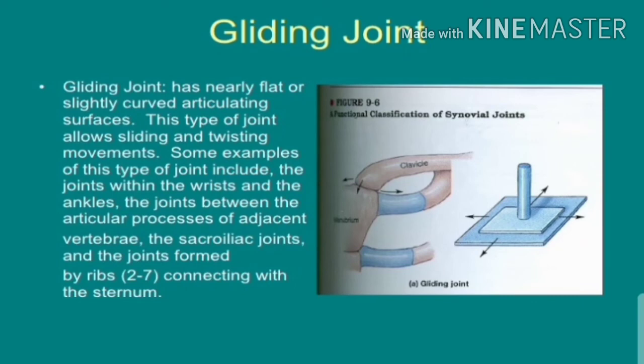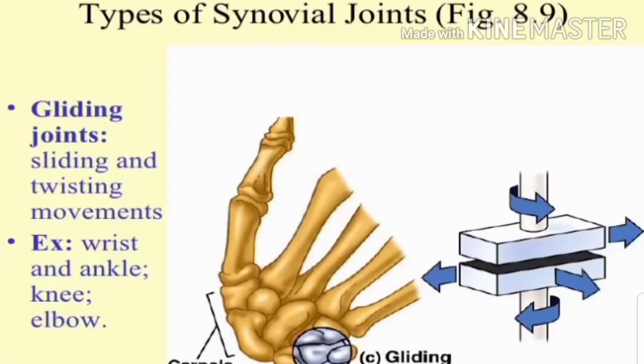Fourth one is gliding joint. A gliding joint has nearly flat or slightly curved articulating surfaces. This type of joint allows sliding and twisting movements. Some examples include the joints within the wrist and the ankles, the joints between the articular processes of adjacent vertebrae, the sacroiliac joints, and the joints formed by ribs 2 to 7 connecting with the sternum. So the gliding joint allows sliding and twisting movement. Examples of the gliding joint are wrist and ankle, knee, elbow.